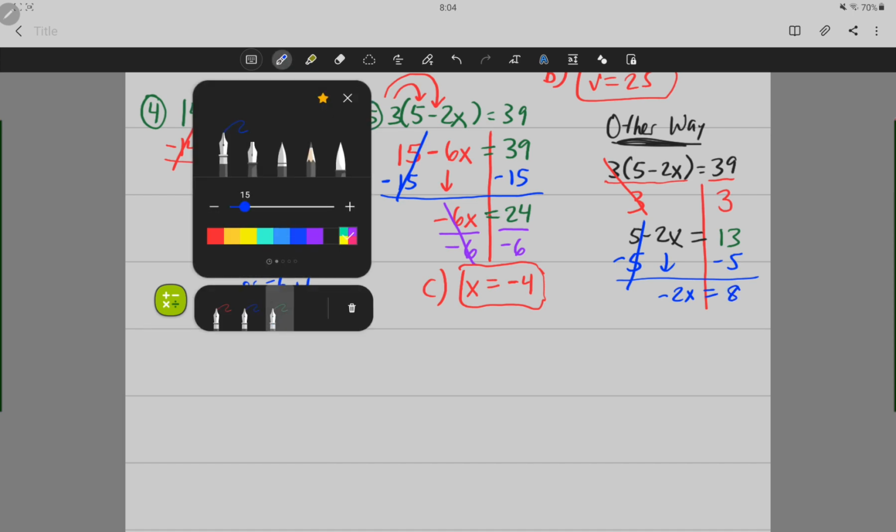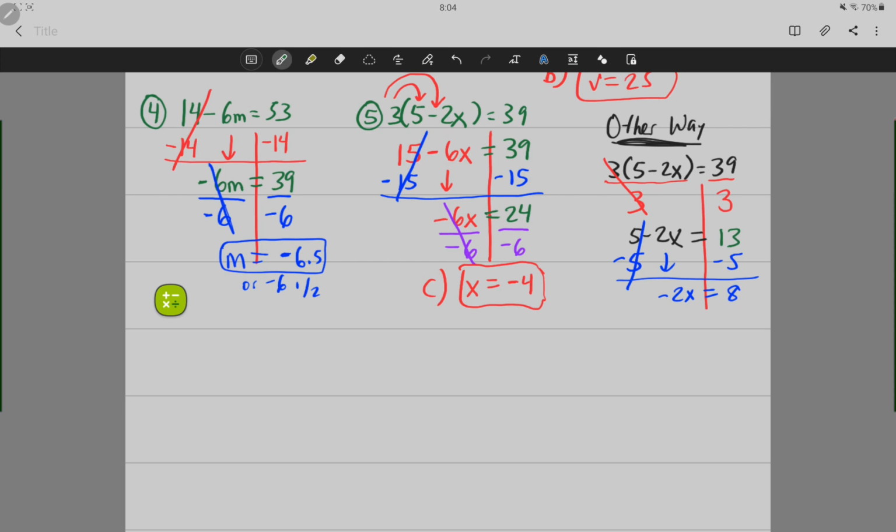And last step, we're looking at negative 2 times x, so multiplying. The inverse of that is to divide. We divide by the coefficient, negative 2, and do it to the other side as well. Negative 2 divided by itself is 1. Cancel it out. Bring down x equals negative 4. 8 divided by negative 2.